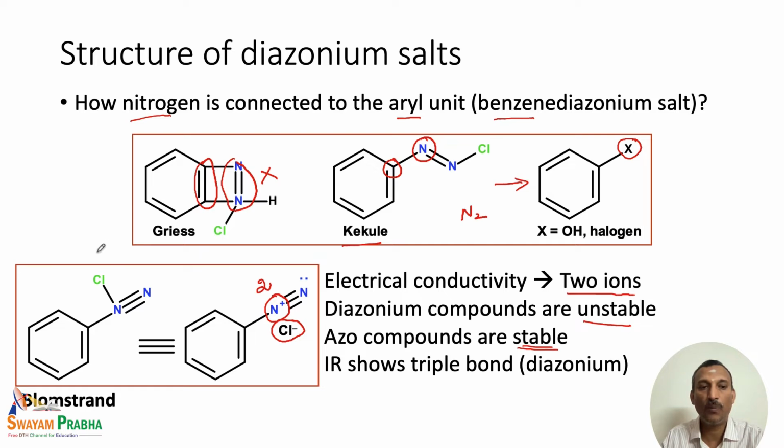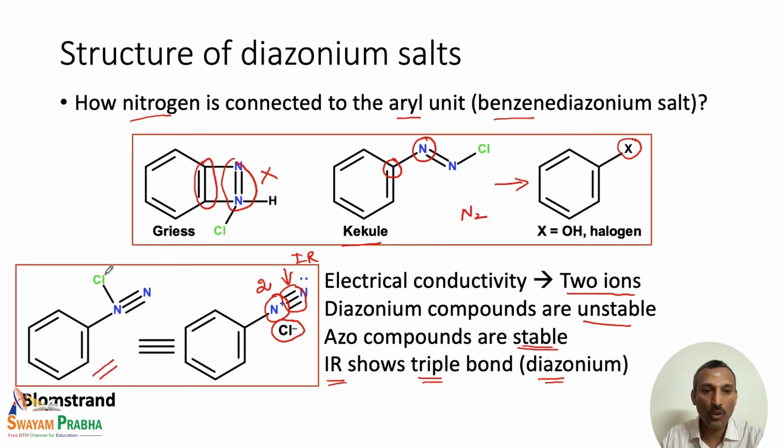People found this out using experimental evidence, and they also showed that IR showed a triple bond character, that is, the diazonium salt has a triple bond structure as shown here. There is a triple bond present, and this is confirmed by IR studies. So, all these pieces of evidence point to the structure of benzene diazonium salt as shown here.